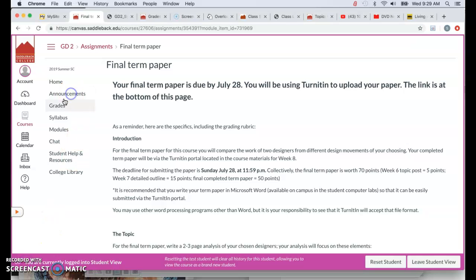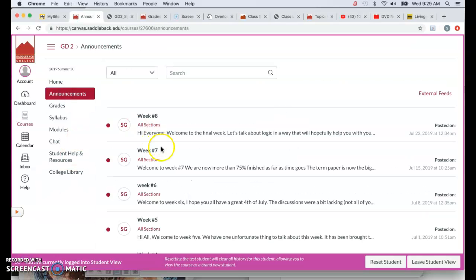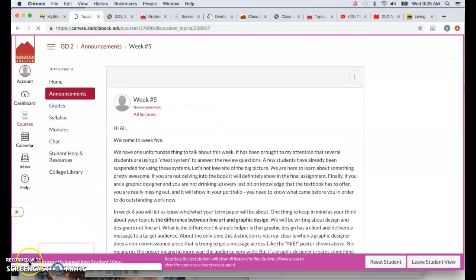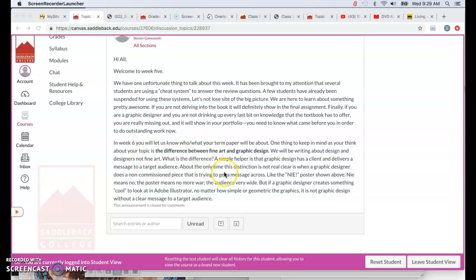The other thing that I have available for you here is the announcements, and the last several announcements have really been geared at getting you focused towards this term paper. So going back to week 5, what is the difference between fine art and graphic design? In fine art, I'm using that generally to describe other than graphic design, but we know not all people that are considered artists are graphic designers, and designers are not always fine artists. Some of them are conceptual artists. Some of them couldn't paint to save their lives, but that doesn't make them graphic designers. So please read more here.